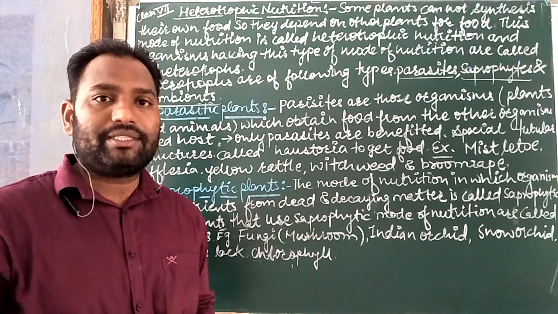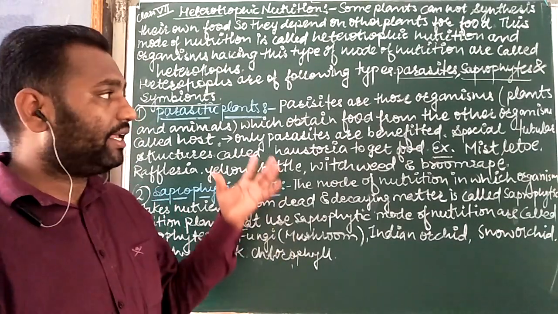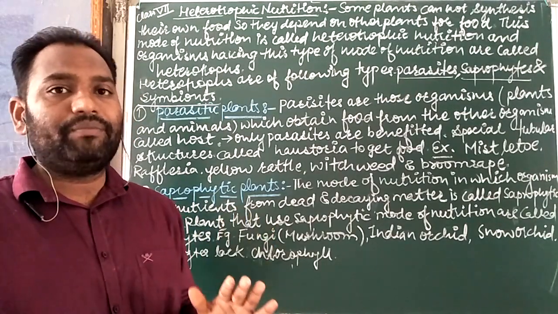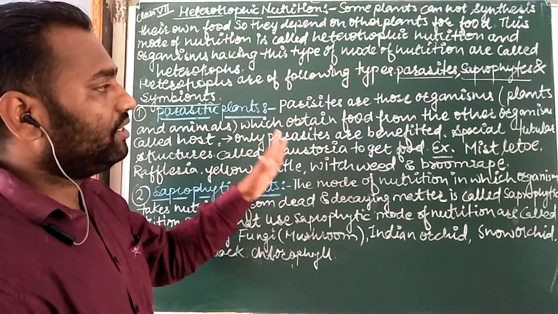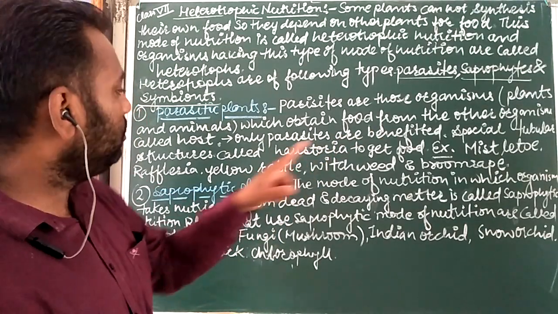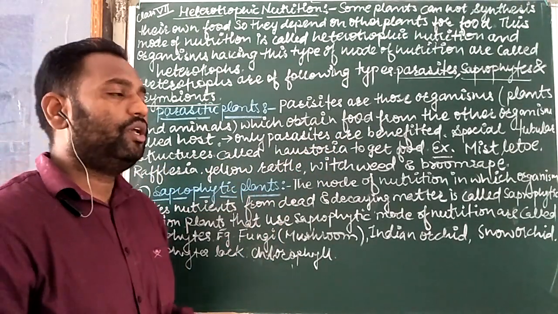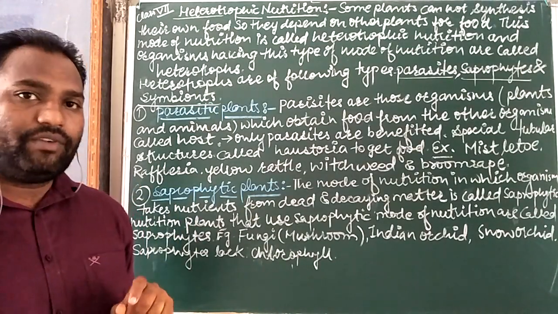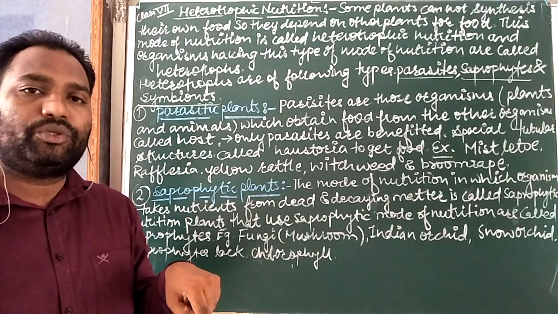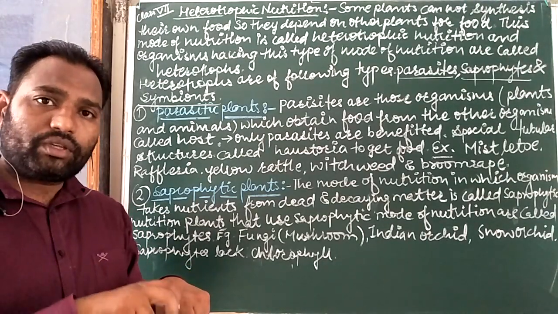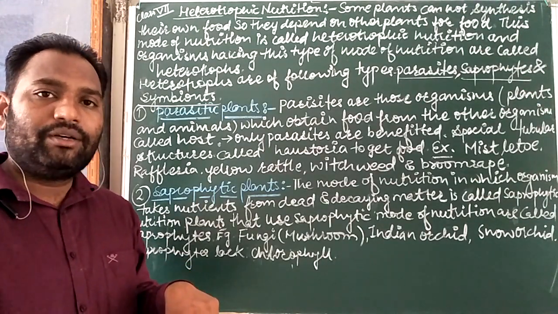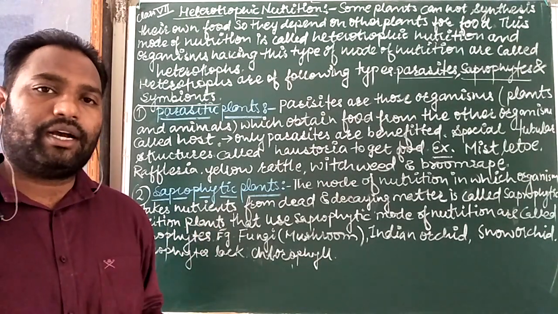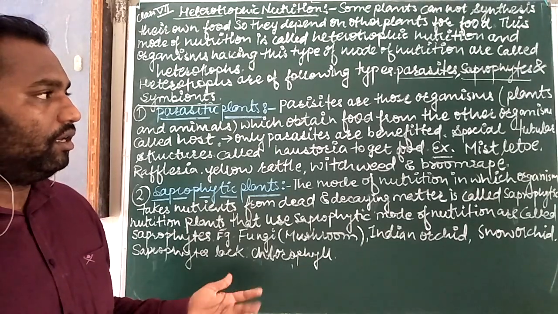Only parasites are benefited in this process. They take the food from the host, so hosts are not benefited. They have a special tubular structure called haustoria to get food. It is a tube-like structure in their body which they penetrate into the host, and they suck the blood and nutritive material from it. Their life cycle and development occur after that.